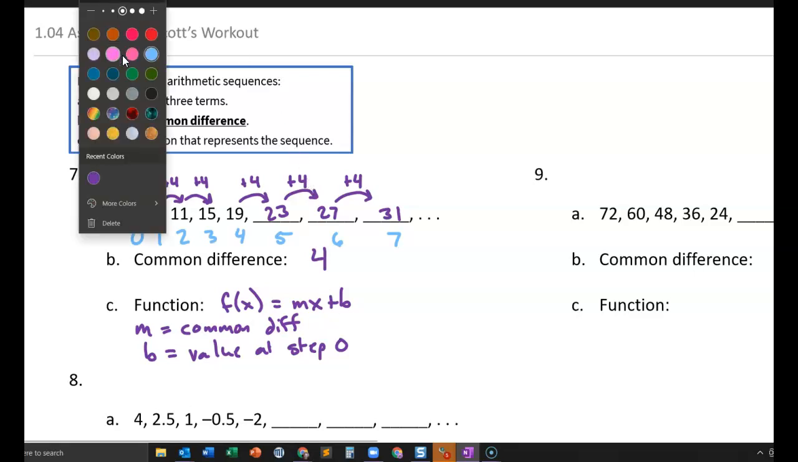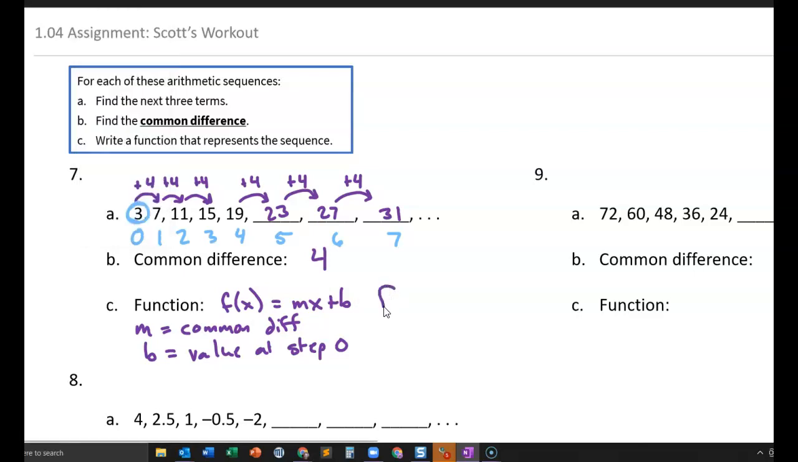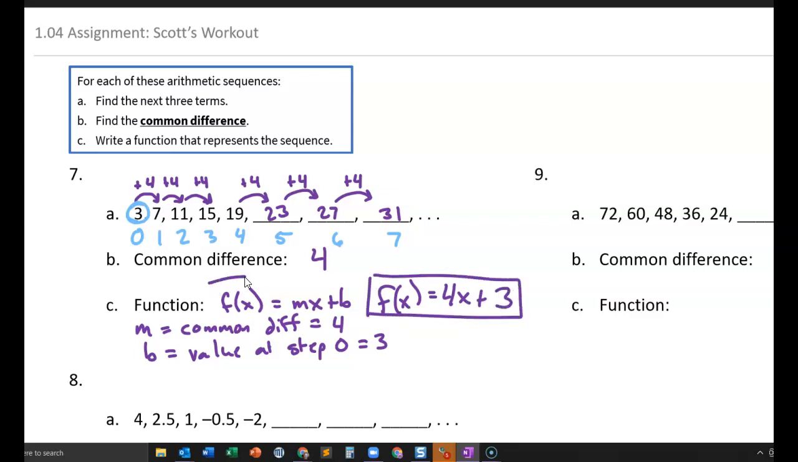So overall here, we're going to say f of x equals m, common difference is going to be 4 in this case, 4x, and then the b, the value at step 0, is going to be 3. We got that up here. So 4x plus 3 is our equation. Remember, that came from mx plus b right there. And remember also, this was the equation of the line that this graphs. So that was number 7.